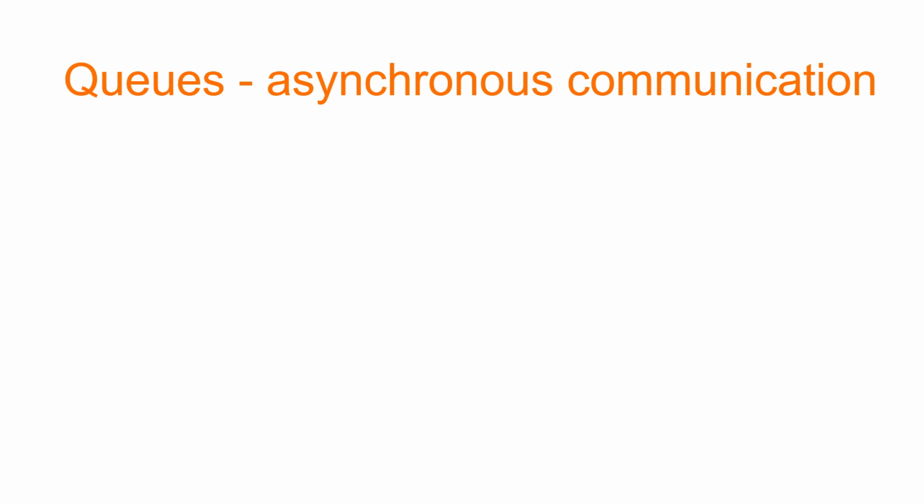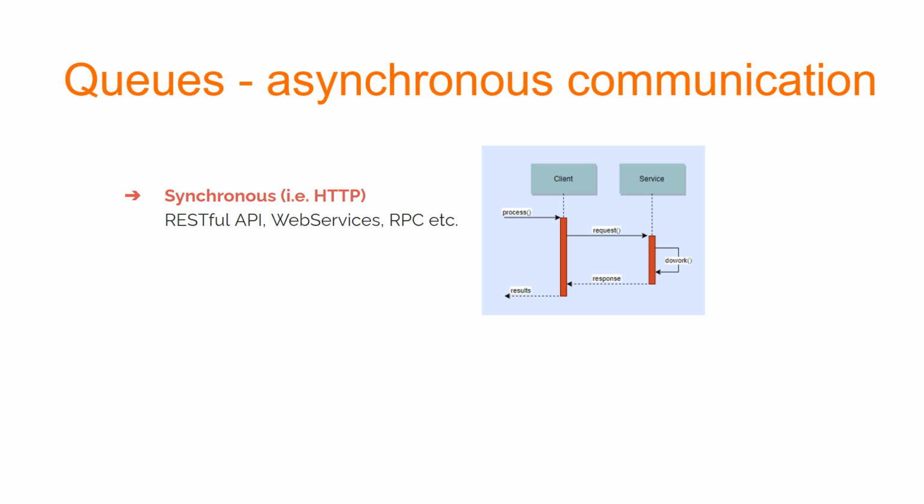In computer science, queues allow us to model asynchronous communication between components. A typical HTTP request is the best example of synchronous communication. The client sends a request, then it waits for the response as long as the service is processing it. This pattern is best for requests with really short execution time.